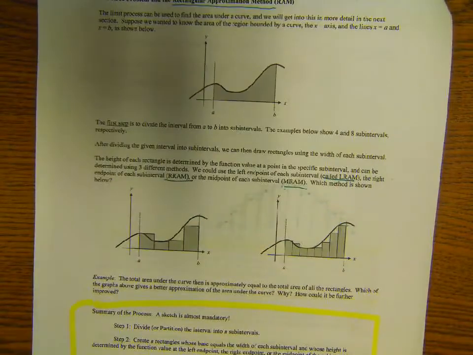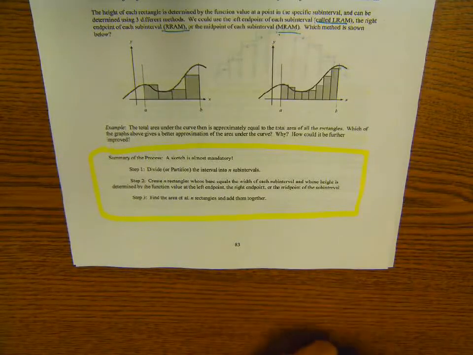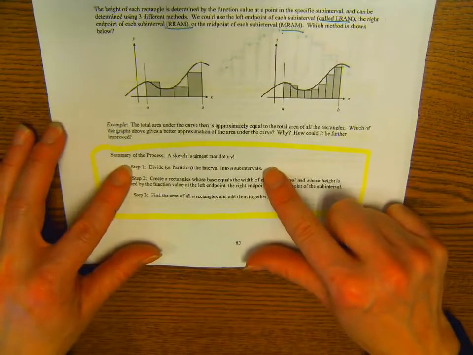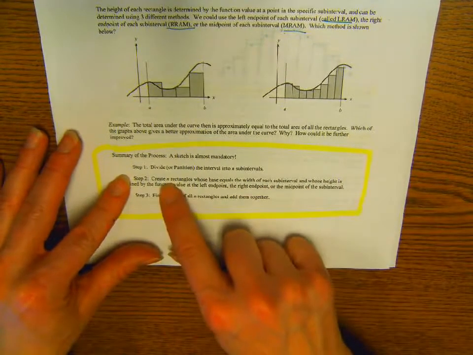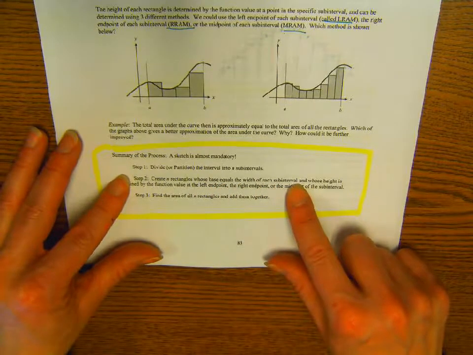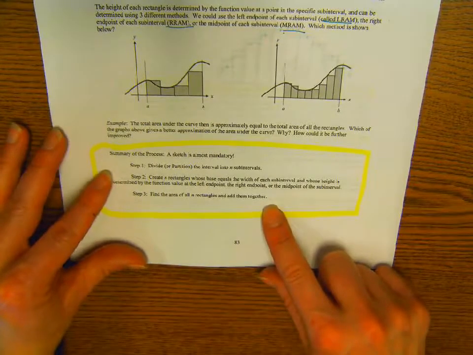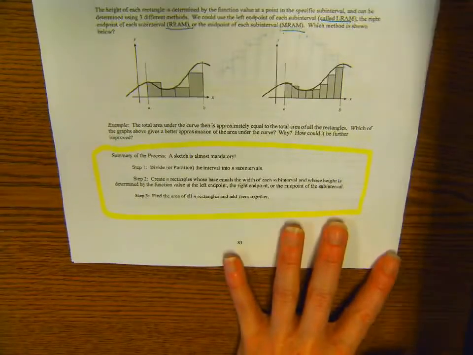And just like before, we're going to do this with graphs. We're going to do this with equations. And we'll do them with tables. I'm going to show you how to do it with a table. So step one, we are going to divide or partition the interval into n subintervals. Step two, we're going to create n rectangles whose base equals the width of each subinterval. We'll do one in a second. And then step three, we're going to find the areas. So let me show you how they work.